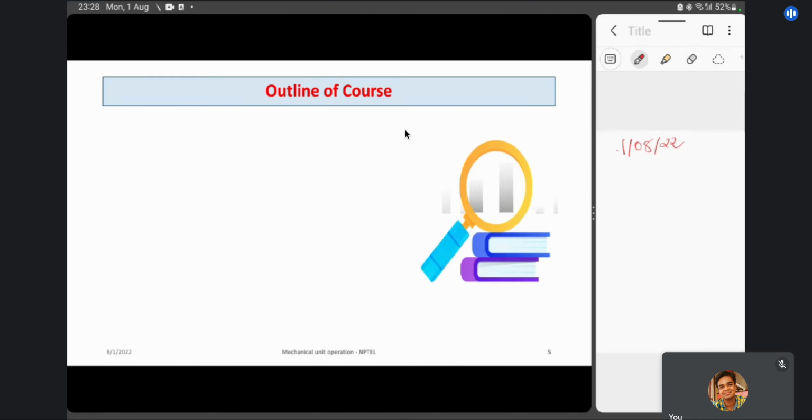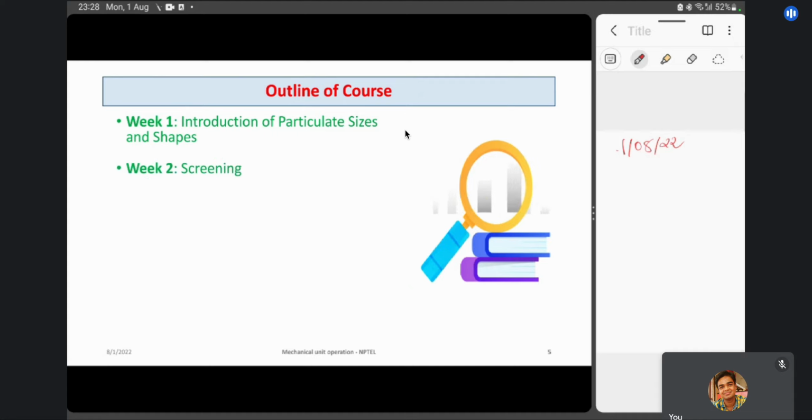Many of you have already visited the whole structure of the course, but I want to brief you again. In this course we will discuss mechanical unit operations, which are divided into two different areas: one is solid separation, another is solid-fluid separation. In the solid part, first we will start with the introduction of particle sizes and shapes. In the second week, we will discuss screening. The third week is all about size reduction.